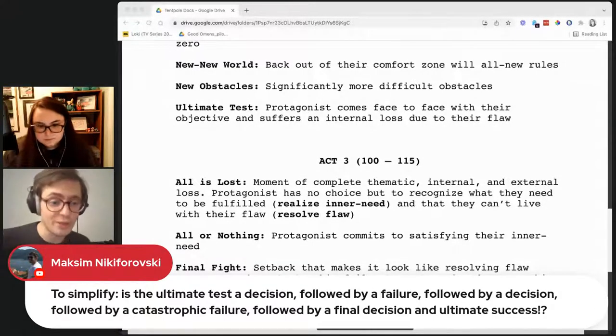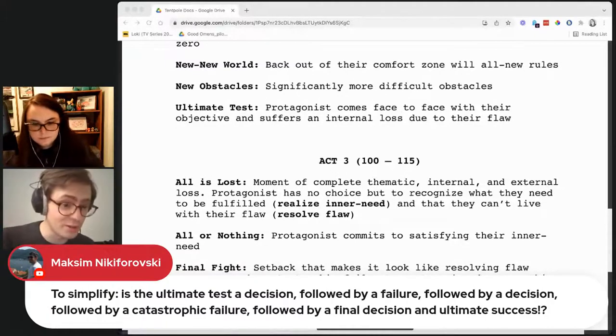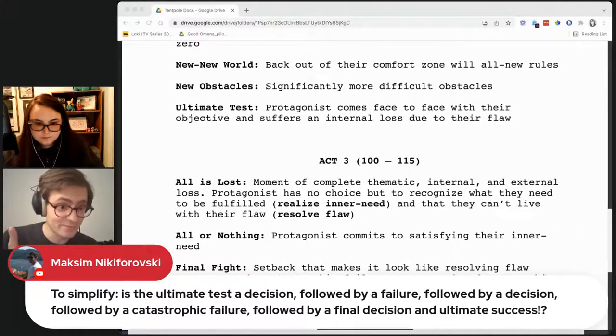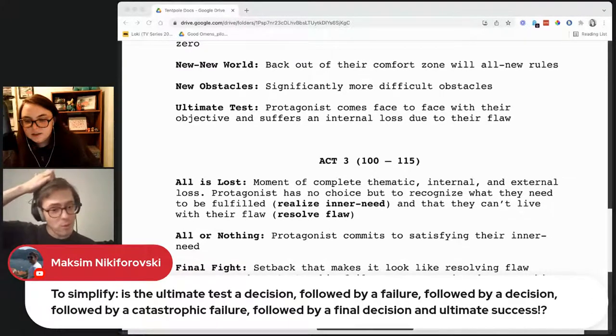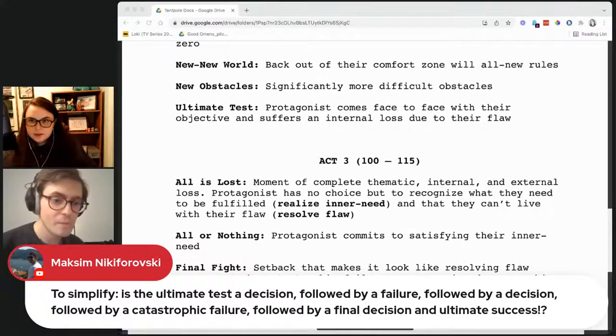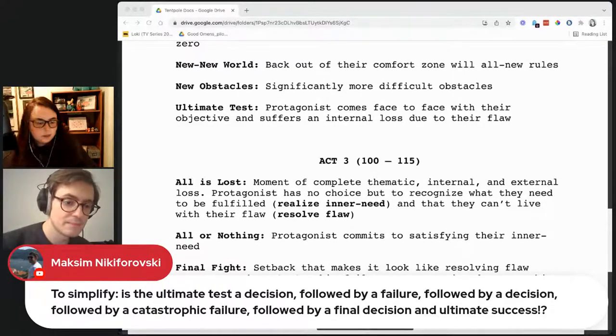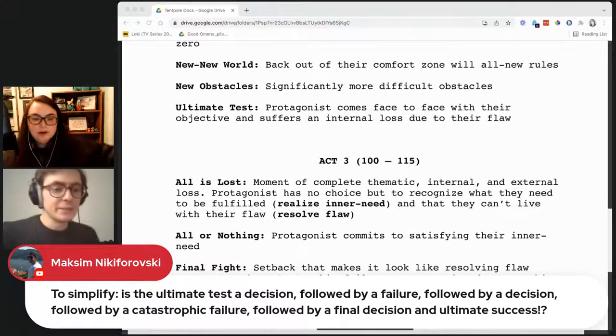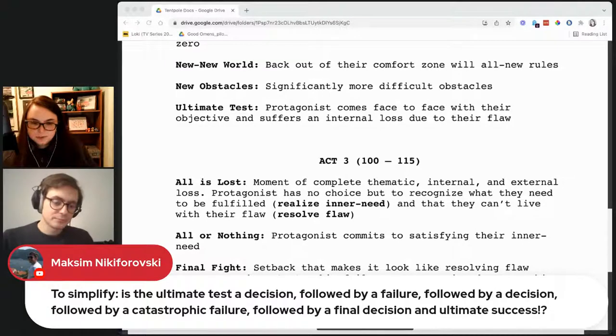The sequence called the all or nothing can be a series of like 12 decisions very fast. I'd like to think of it as a sequence where the protagonist commits to their inner need and they start making choices by their need. It can be one page. It can be 15 pages. There's a lot of variation. Sometimes the protagonist is knocked down, they think they're gonna lose, and then they see a picture of their child and they remember why they have to do this fight and they get roused to go fight again. Or it can be something much more complicated.